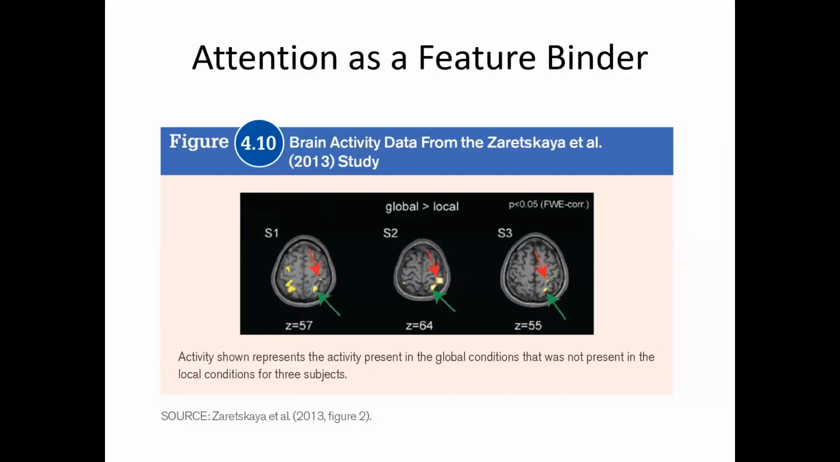And what they find for the brain activity data from this study is that there's more activity in the right parietal cortex, which they're indicating based on the arrows, for the global condition when this attention binding is required. So the activity shown represents the activity present in the global conditions that was not present in the local conditions for 3 subjects. Here, here, and here. That's why it says global over local. So a lot of activity in this parietal cortex for the global conditions as opposed to the local conditions.